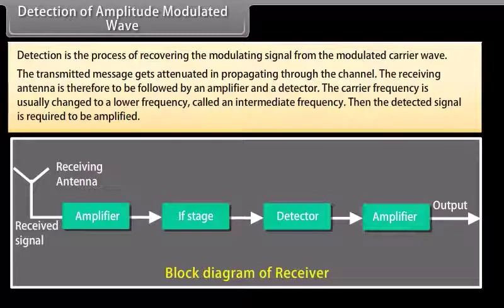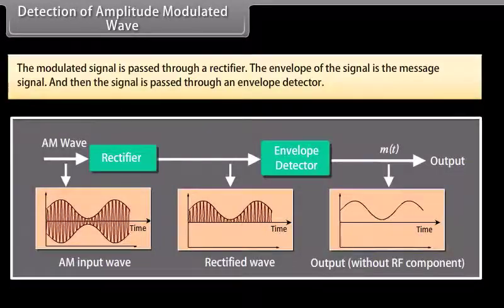The carrier frequency is usually changed to a lower frequency called an intermediate frequency. Then the detected signal is required to be amplified. The modulated signal is passed through a rectifier. The envelope of the signal is the message signal, and then the signal is passed through an envelope detector.